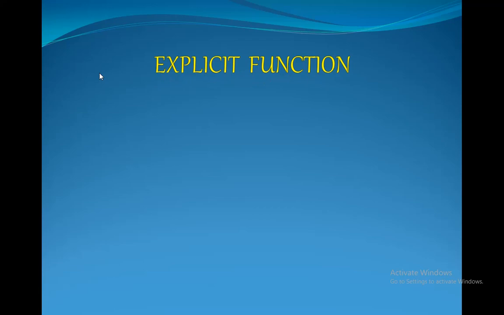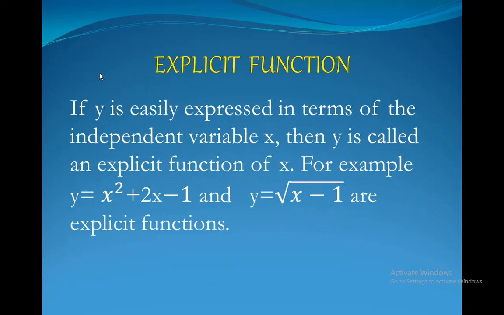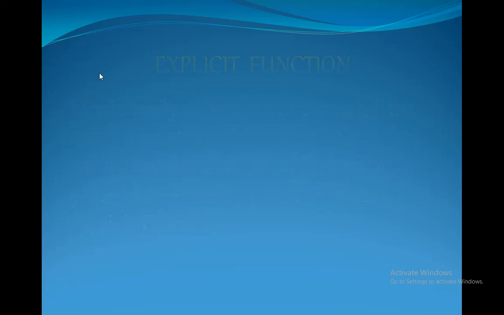Next we have explicit function. If y is easily expressed in terms of the independent variable x, then y is called an explicit function of x. For example, y is equal to x square plus 2x minus 1, and in another example, y is equal to square root of x minus 1. These are the examples of explicit functions. Viewers, you can observe that here y is on one side and there is no y on the other side.